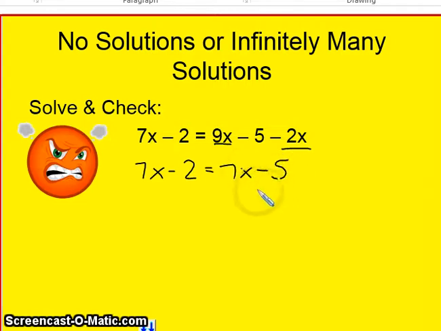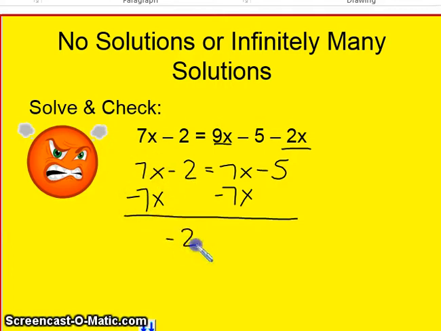Now we've simplified, so we need to move all the variables to the same side of the equation. So I'm going to subtract 7x because it's positive, so if I subtract it, that will eliminate it. Subtract 7x from both sides of my equation. 7x minus 7x is 0, and then we've got our negative 2 right there. 7x minus 7x is 0, and then we've got negative 5.